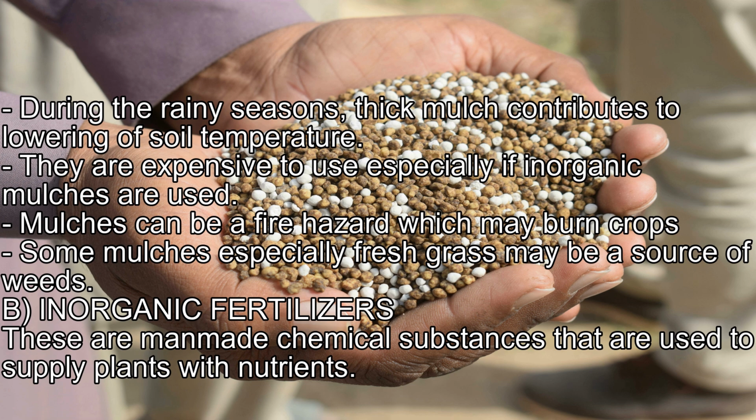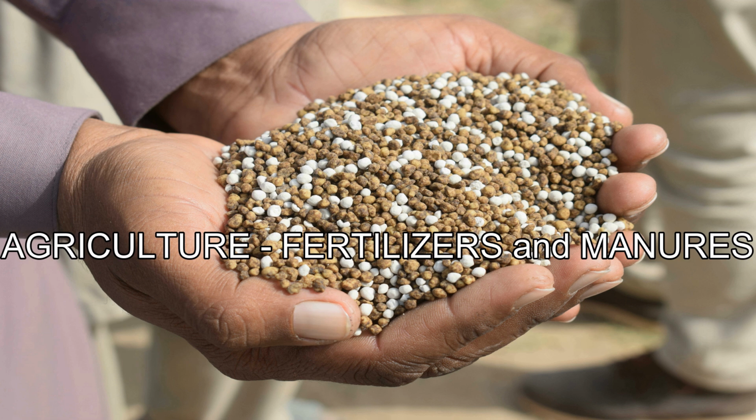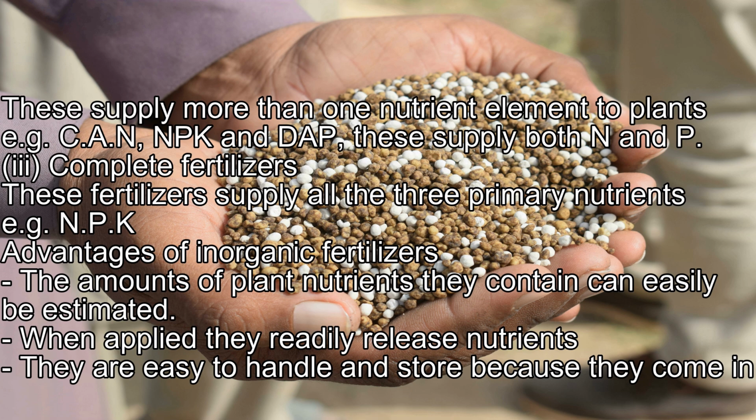B. Inorganic fertilizers. These are man-made chemical substances that are used to supply plants with nutrients. Compound fertilizers supply more than one nutrient element to plants, e.g. CAN, NPK, and DAP. DAP supplies both N and P. Complete fertilizers supply all the 3 primary nutrients, e.g. NPK.